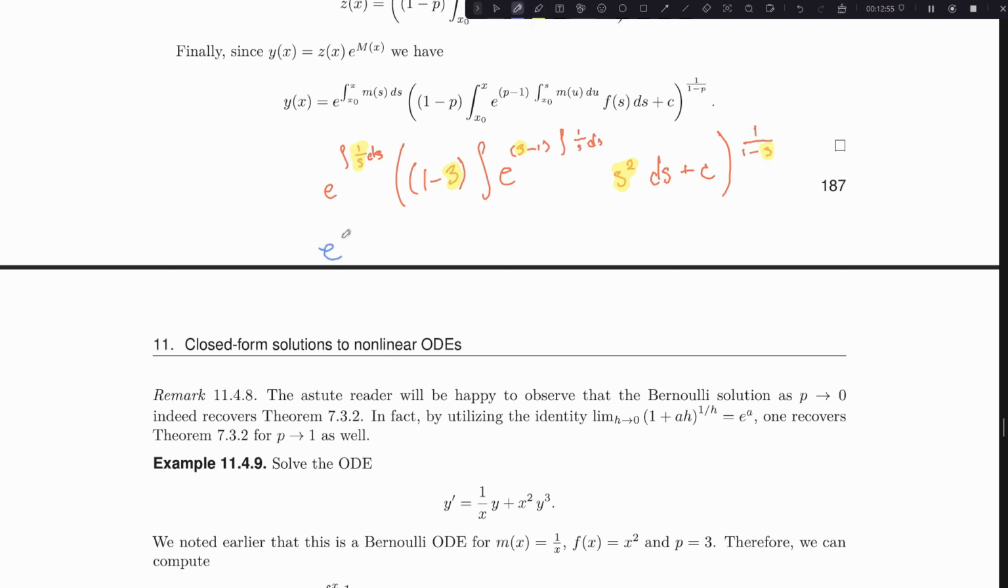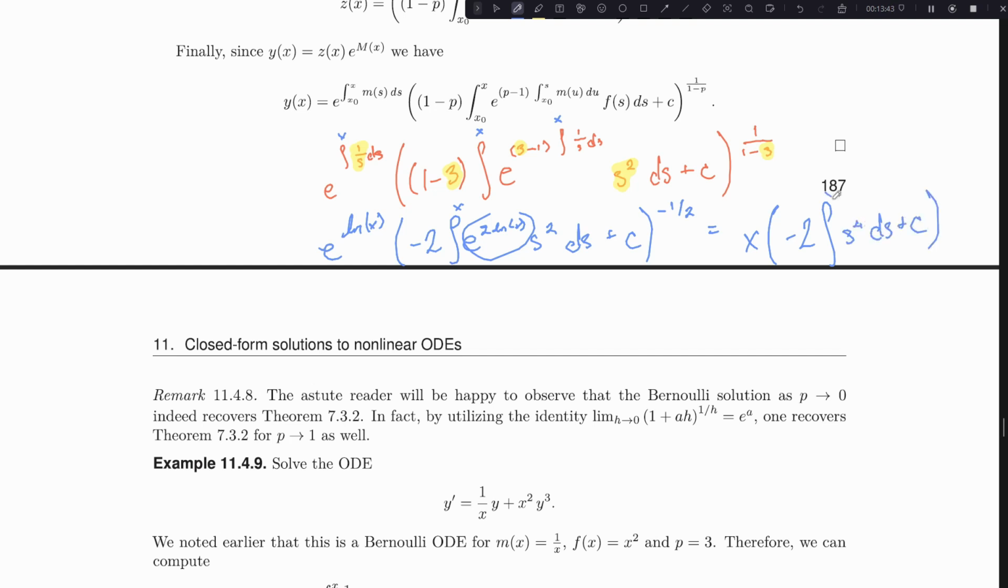So let's start to compute this. That's e to the log x. Each of these integrals are integrated up to x, right? Okay, so that's e to the log x, negative 2 integral e to the 2 log s squared ds plus c, all to the negative 1/2 power. So I guess that gives me x, and then I have -2 integral. This term is going to give me s squared, so I have s to the fourth here, ds plus c, that's an integral in x, to the -1/2.